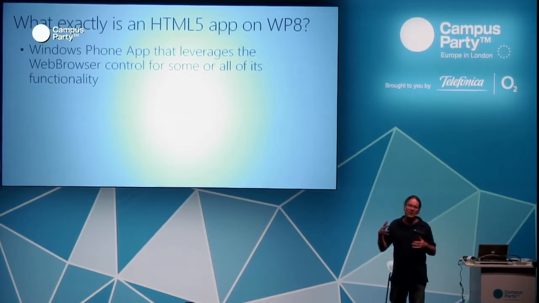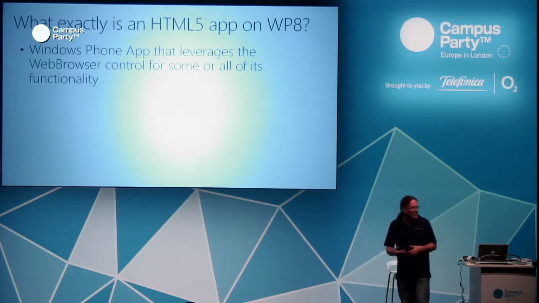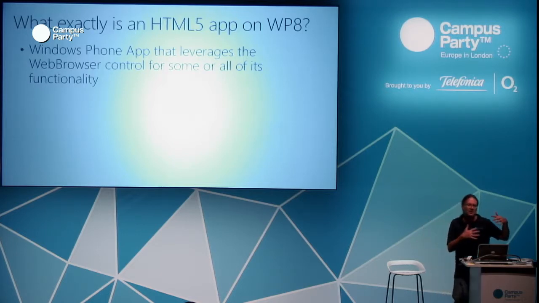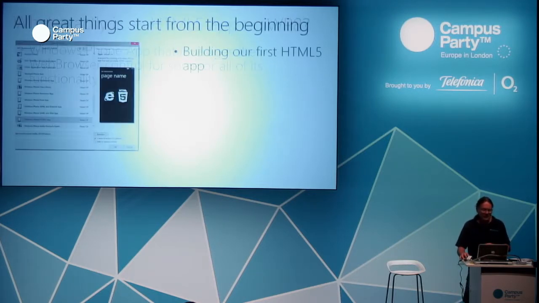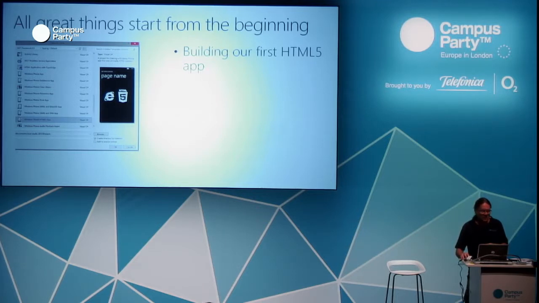So actually we have a model on Windows Phone that's closer to what the kind of stuff you probably do on Android and iOS. So we can have a web browser control with HTML5 content rendered within it, which can be hosted in a very slim native shell. So kind of a web view model. We've got a template. You can create an HTML5 based app, and that creates you a ready-to-go template.